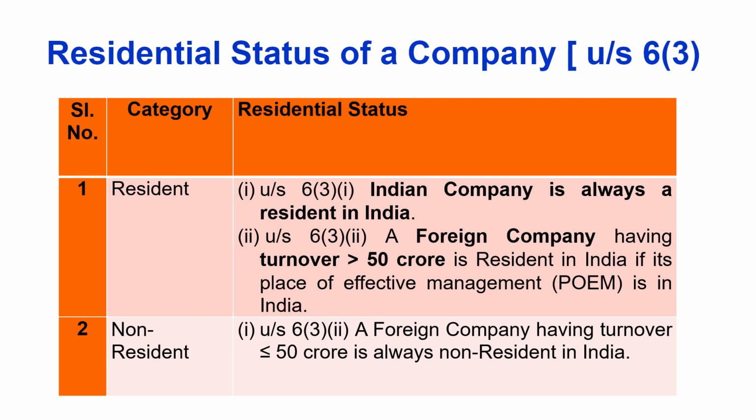Section 6 subsection 3 subsection Roman 2: a foreign company having turnover greater than 50 crore is resident in India if its place of effective management is in India. So here, place of effective management is important. In case of a foreign company having turnover less than or equal to 50 crore, it is always a non-resident in India.